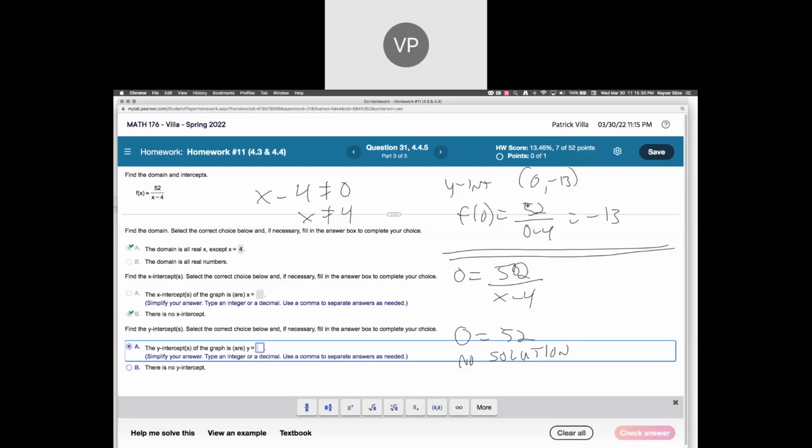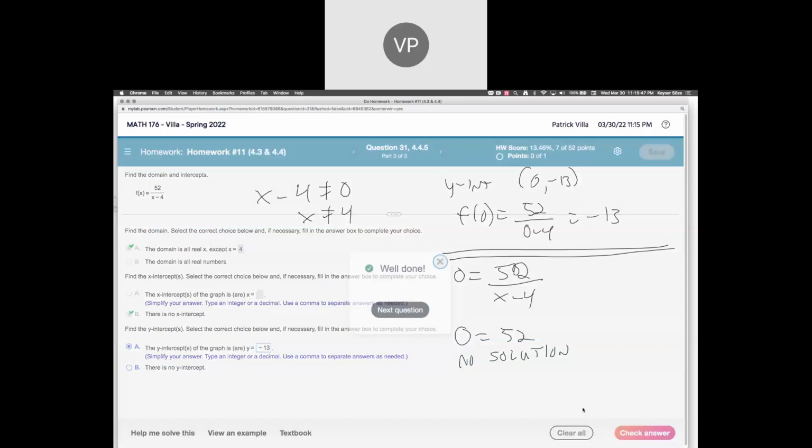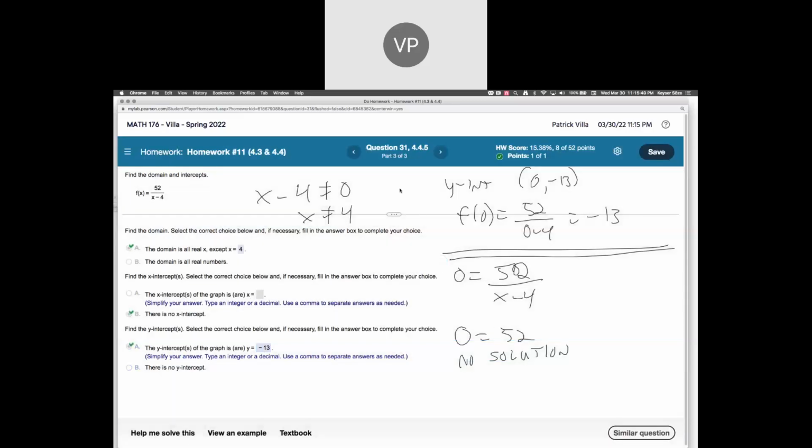So our y-intercept, like I said, the point is 0, negative 13. If I'm asking for this like in class, I like the coordinate. I want you to know it's the point 0, comma, negative 13. But make sure you read what they're asking for here. They just want to know what the y value is, so you say negative 13. And that's it for number 31.